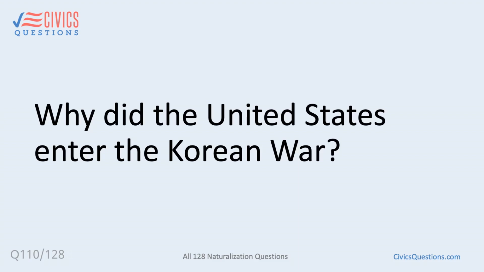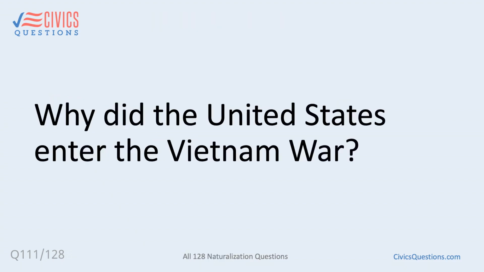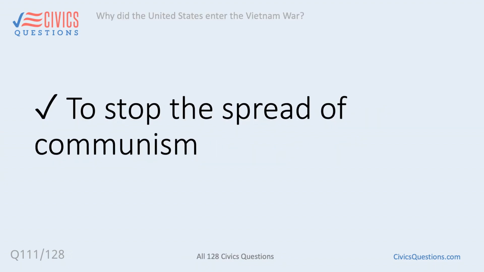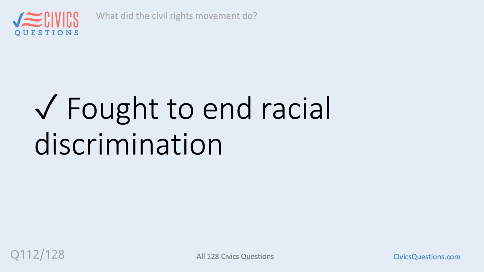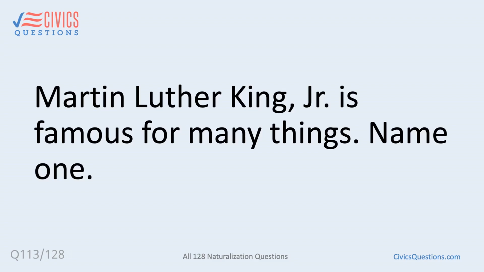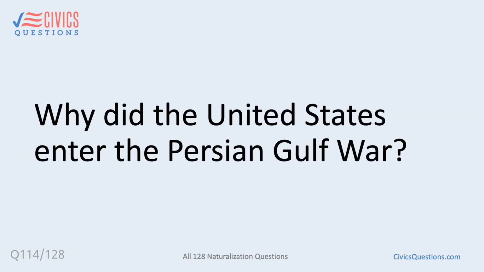Why did the United States enter the Korean War? To stop the spread of communism. Why did the United States enter the Vietnam War? To stop the spread of communism. What did the civil rights movement do? Fought to end racial discrimination. Martin Luther King Jr. is famous for many things. Name one. Fought for civil rights.